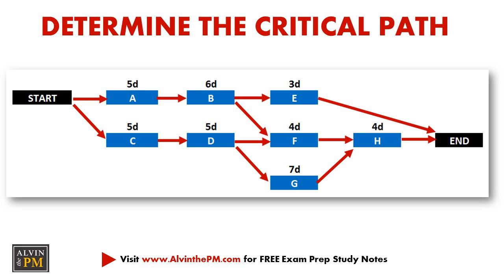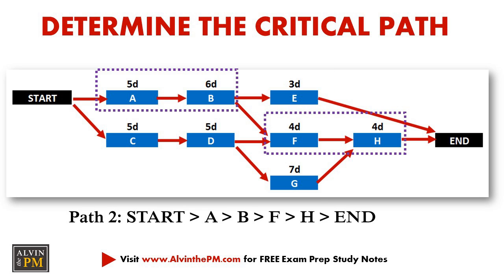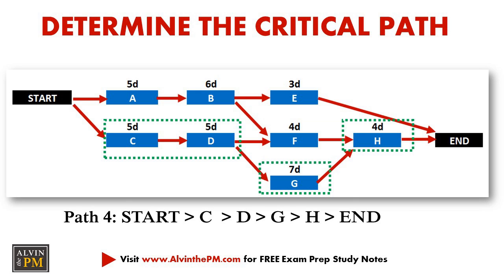So how many paths are there through this network diagram? There are actually a total of 4 paths, and we'll go through each one in detail. The first path is A, B, and E. The second path is A, B, F, and H. The third path is C, D, F, and H. And the fourth path is C, D, G, and H. Let's now calculate the durations for each of these paths.